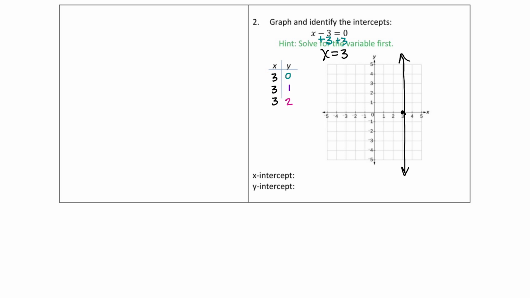Those points that I put in the t-chart are this one, and this one. Just because the t-chart is printed doesn't mean you have to use it. If you know how to do it without, do it without. Answers down at the bottom. X-intercept, y-intercept, which one do we have? It crosses the x-axis, so we have the x-intercept. Does not cross the y-axis, so we have none.